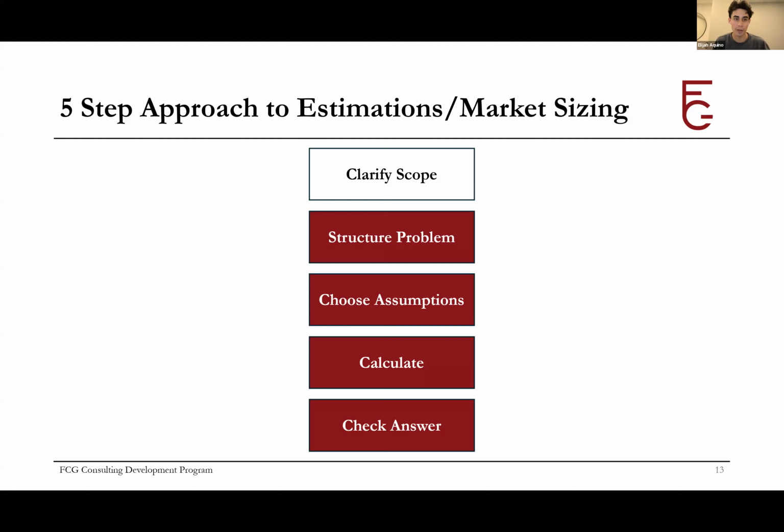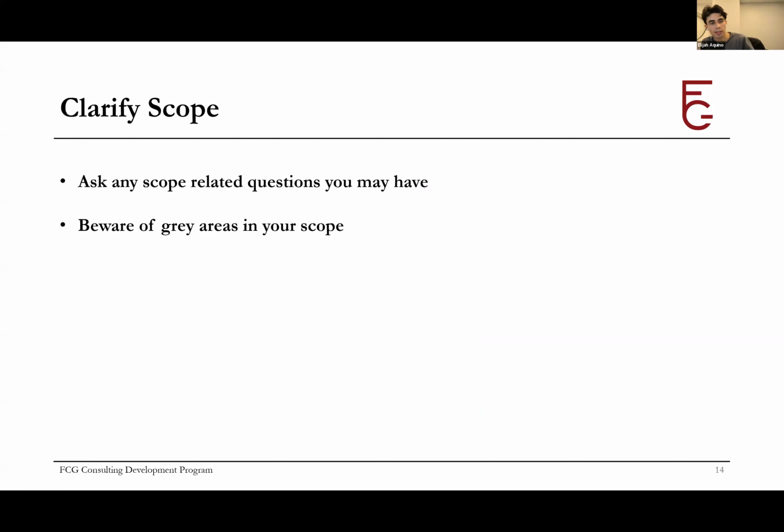So first, for clarifying the scope, we talked about this last week, but ask anything related to the question or the case at hand that you may have. Be aware of gray areas in your scope. Specifically in the last case that we just did, I asked if nicotine gum was important, right? That was a gray area in our scope because we were asking for the bubble gum market size, but there are different types of gum or chewing gum out there. So you also want to be aware of that.